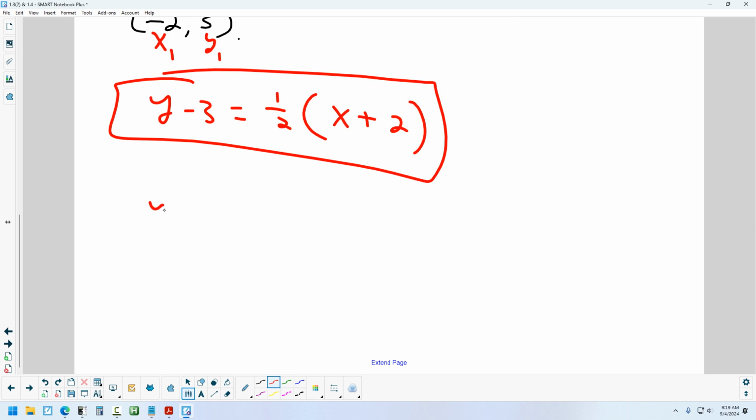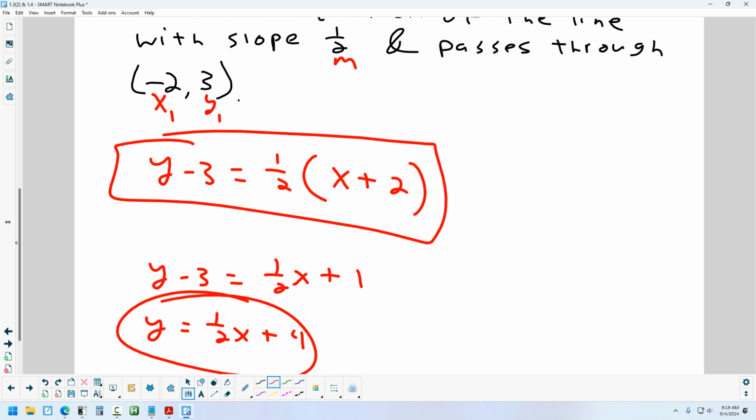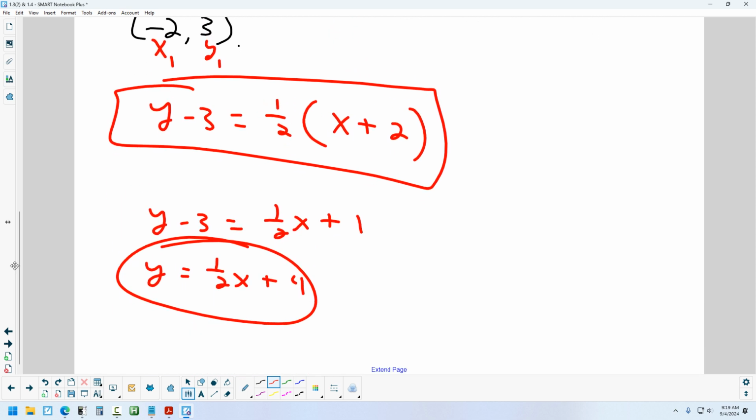So I would do that first. So y minus 3 equals 1/2 x plus 1. Now I would add the 3. Okay, so they might ask you to take something like that and convert it into slope intercept. Any questions on that? Okay.